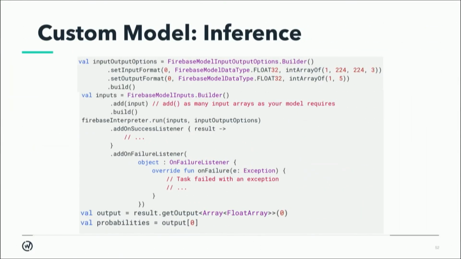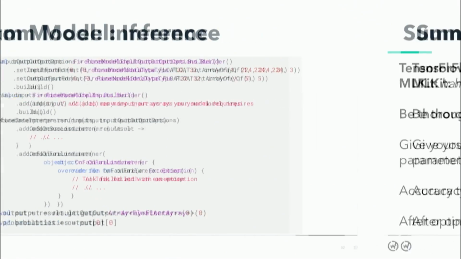And so finally, the inference. So because it's a custom model, we have to set up the input and output format and the data types here. And then finally, run the inference. And we also have the success and failure listener here. And then finally, you would have the outputs. That will be probabilities or confidence scores. And then you have to present them to the user in a way that makes sense for them.